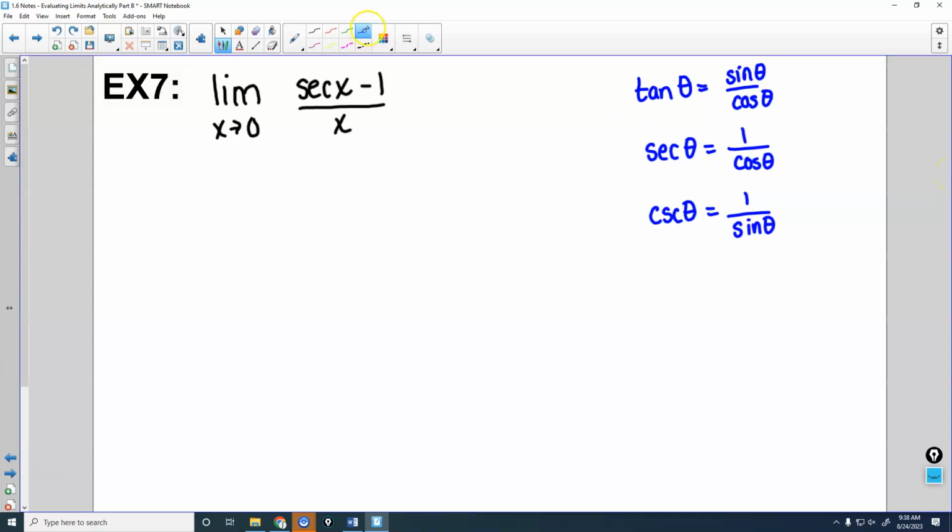My brain's getting old. Alright, so secant is 1 over cosine. So the limit as x approaches 0 of 1 over cosine x minus 1 over x.